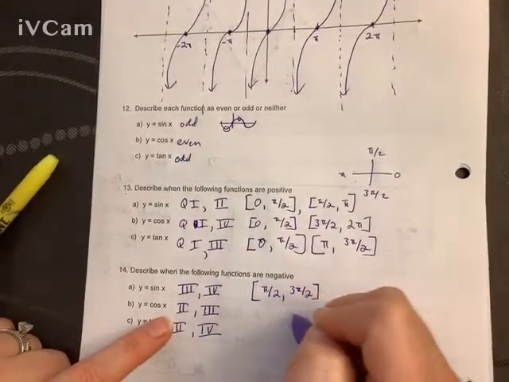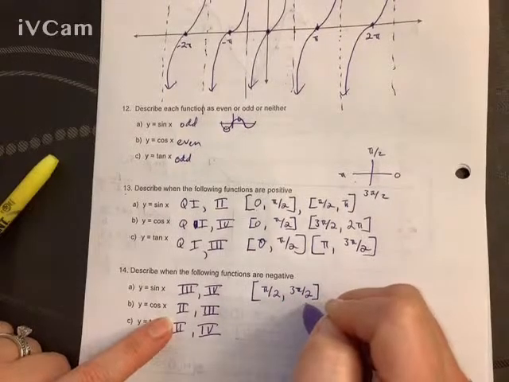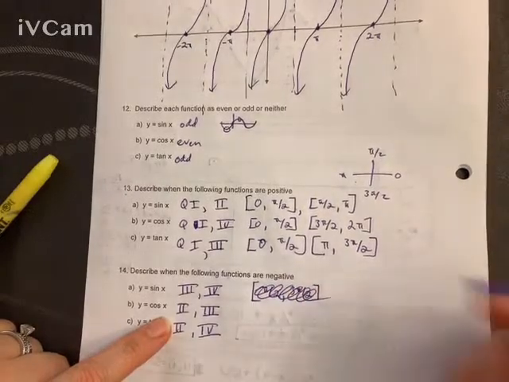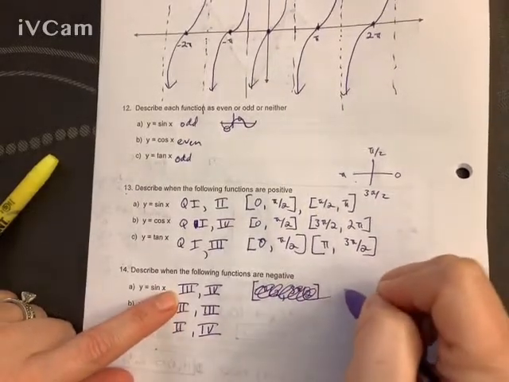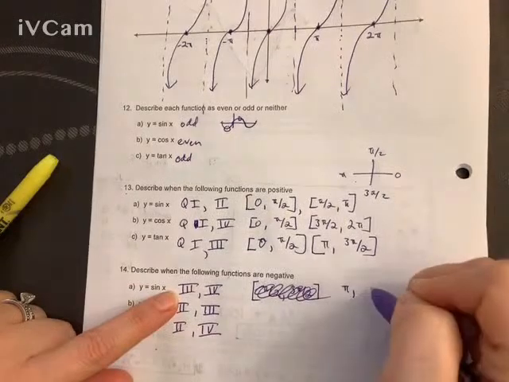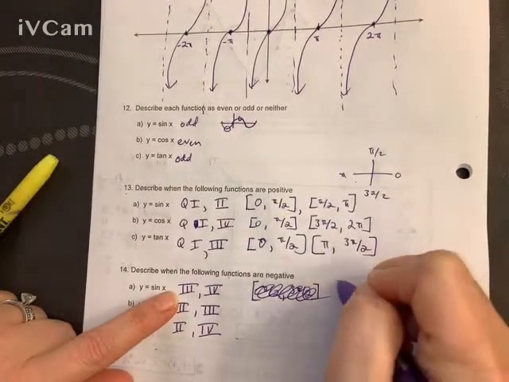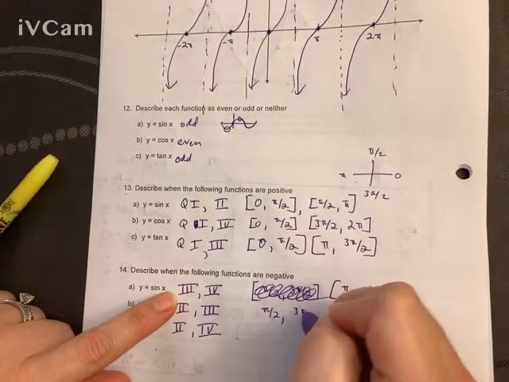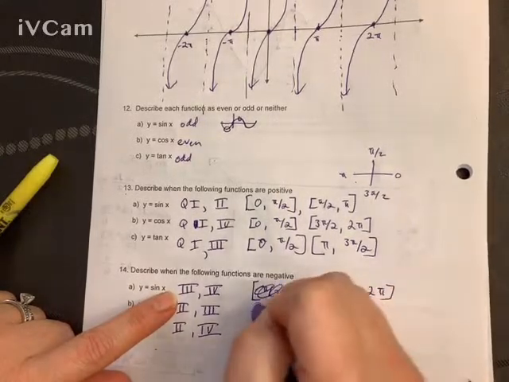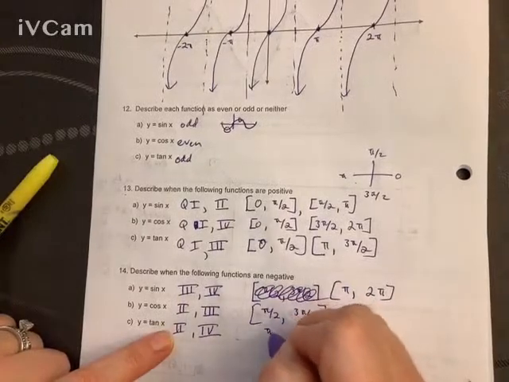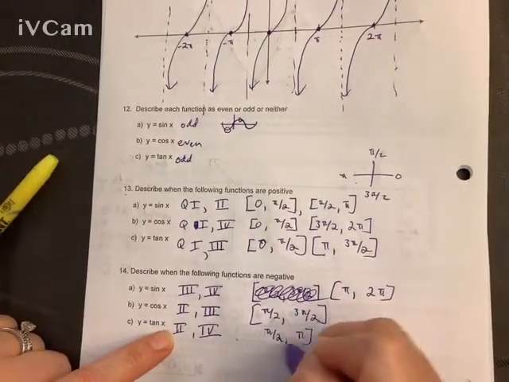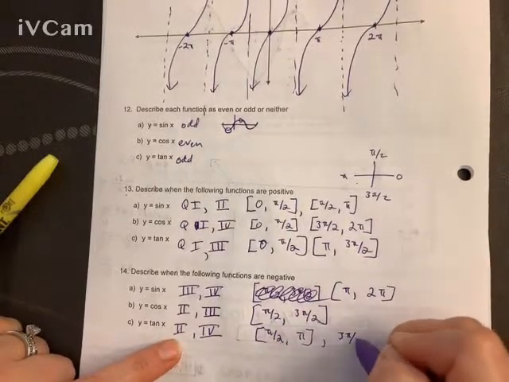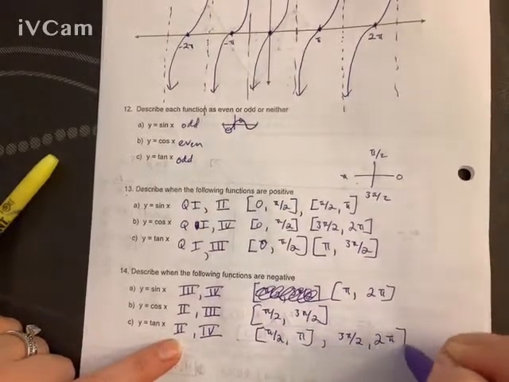So quadrants 2 and 3 are going to be, I just did that backwards. See, if I screw it up, no, I was looking at the wrong one. Quadrants 3 and 4 are pi to 2 pi. And then this one is pi over 2 to 3 pi over 2. And then quadrant 2 is pi over 2 to pi. And then quadrant 4 is 3 pi over 2 to 2 pi.